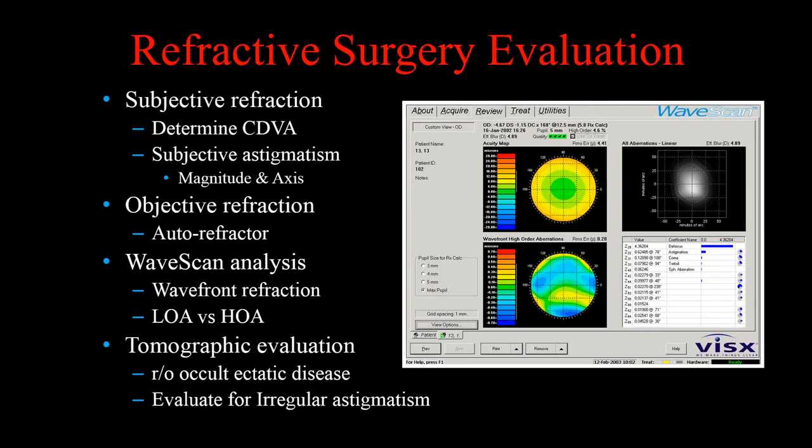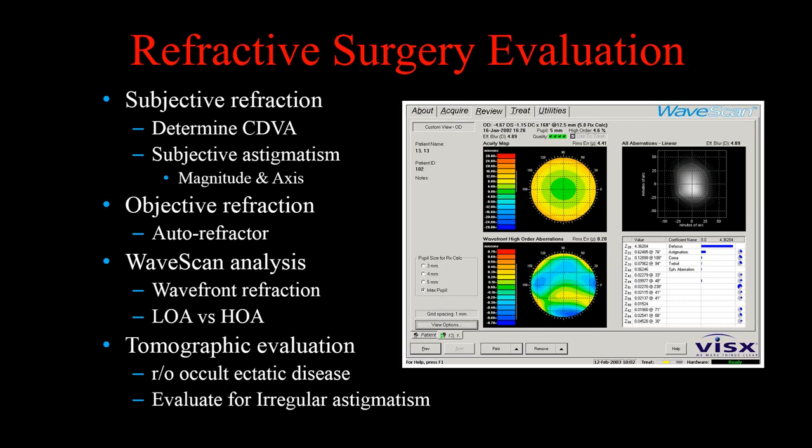Now I want to compare how we evaluate our cataract patients to how we evaluate refractive surgical patients. When we're evaluating a refractive surgical patient, we do a subjective refraction to determine best corrected vision and also to determine the subjective astigmatism, both magnitude and axis, because we assume our refractive patients really don't have any pathology. And that's what we're really screening. We're screening to exclude those that have pathology. We're dealing with really a normal population.